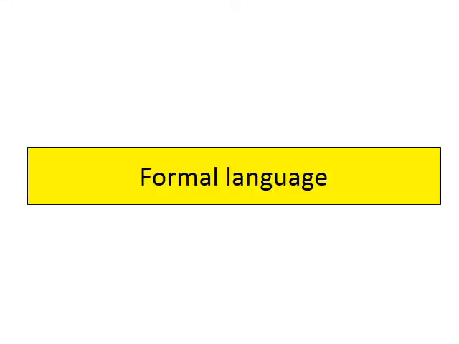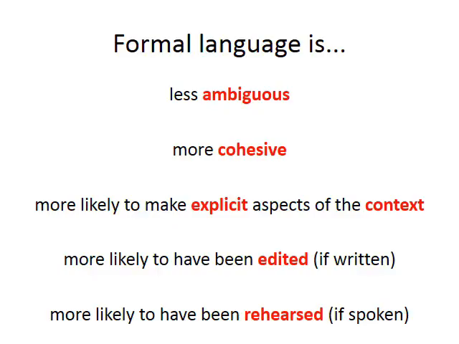So let's move on now to formal language. There'll be some features in informal language that are also present in formal language, so we'll try and differentiate between the features of formal language and informal language. Formal language, generally speaking, tends to be less ambiguous, tends to be more cohesive and make some aspects of the context a bit more explicit.